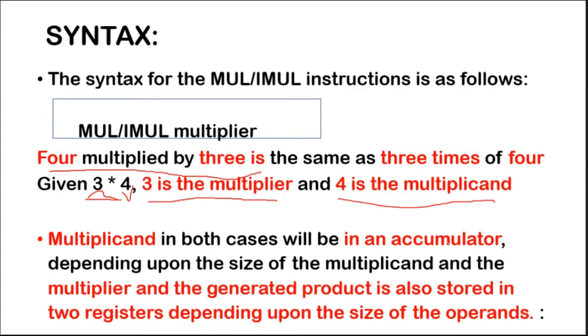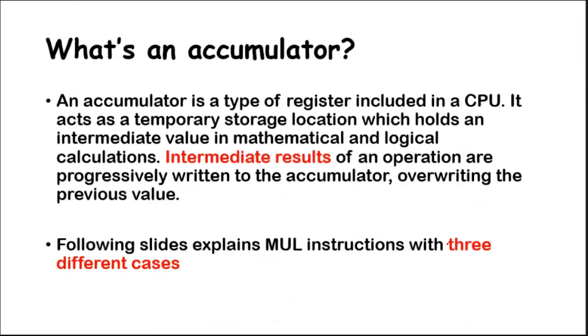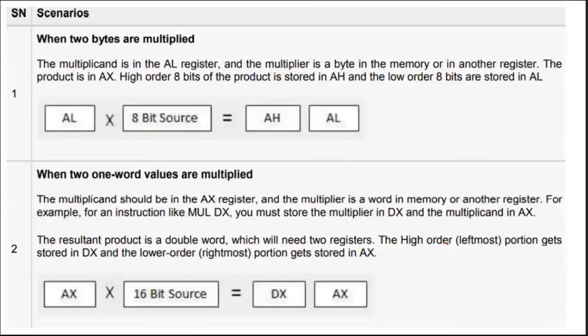In both cases of the MUL or the IMUL, the multiplicand is in the accumulator, depending on the size of the multiplicand. And then always the multiplier, and then the generated results is stored in two registers, depending upon the size of the operands. So what is an accumulator? I've already talked about this a lot. You know what an accumulator is. Okay, so look at this example.